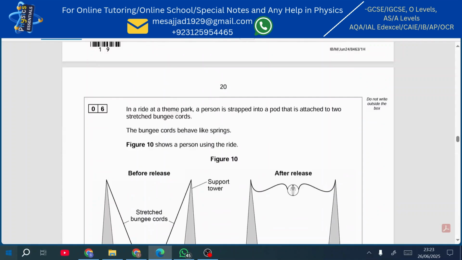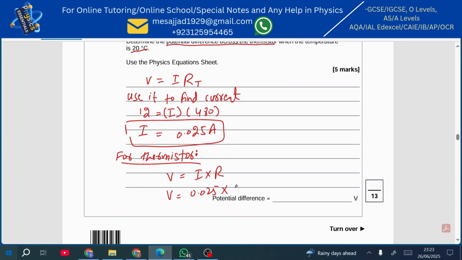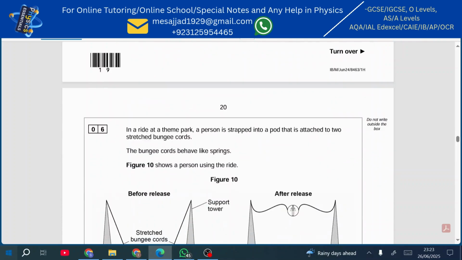Okay, let me complete that up here for the thermistor. V equals I into R. I is 0.025 into R, which is 80, and when you multiply that, you get 2 volts.